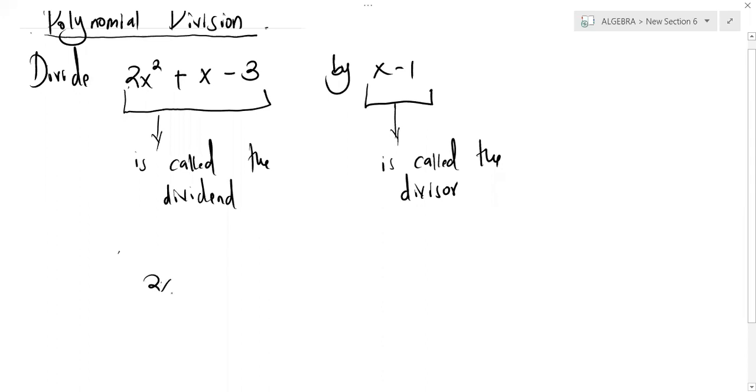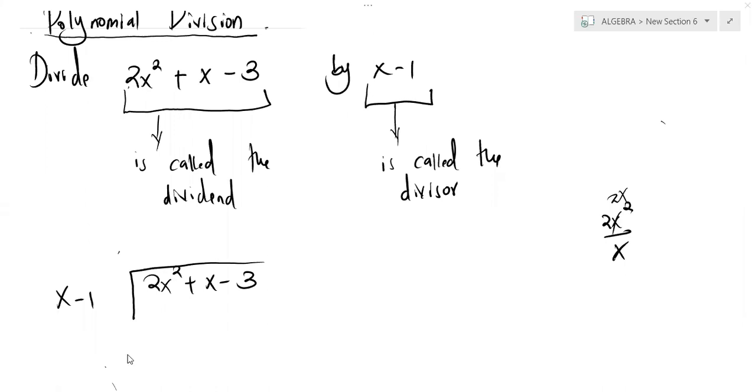So you have 2x squared plus x minus 3, and then you have x minus 1. We first of all start by dividing by the first term here, i.e. you take 2x squared and you divide by x. So what does that give? That will give us 2x. So that's what we will have here.